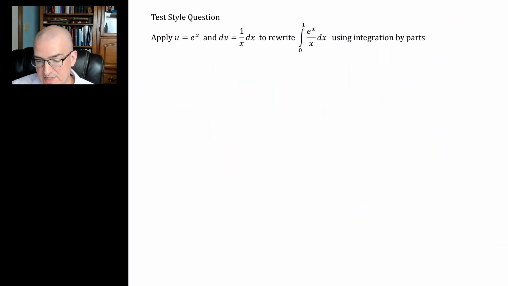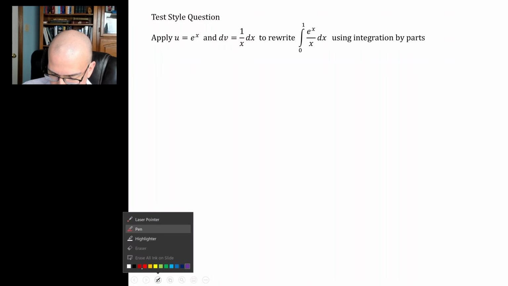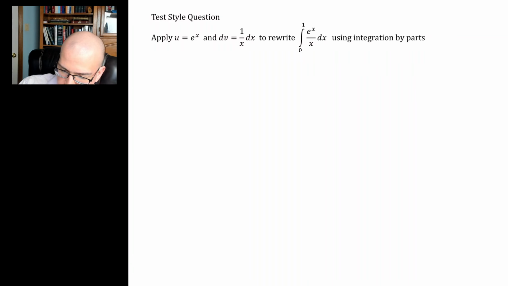Okay, similar type of question. We're told to apply a particular u and dv to an integral. Apply this set of choices to the integral from 0 to 1 of e to the x. I'm going to correct this. I'm not going to go from 0 to 1. So allow me this fix to make this a more reasonable question.